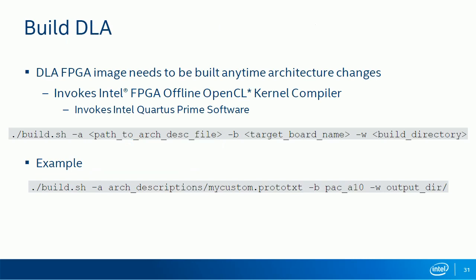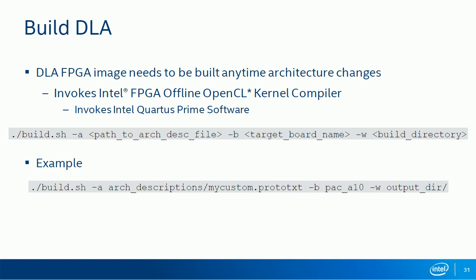Once the custom primitive OpenCL source and the architecture prototext file modifications are done, you can now build or rebuild the DLA FPGA image. Anytime the prototext architecture file or OpenCL source changes, you'll need to rebuild. Be aware the rebuilding process is lengthy because it invokes the Intel FPGA offline OpenCL kernel compiler, which in turn invokes the Intel Quartus Prime software.